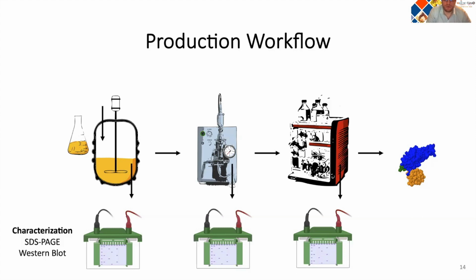Well, this is the production workflow. We start with a culture transfected or transformed, depending on the protein that we want to produce. Then we follow with a lysis or separation process to finalize with a purification process using affinity chromatography. In each step, we use a characterization process using SDS-PAGE or Western blot to see the state of the protein.